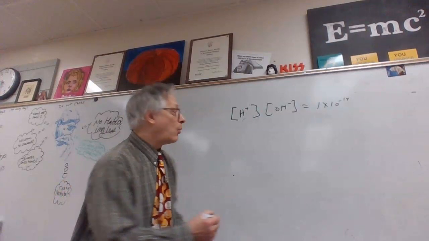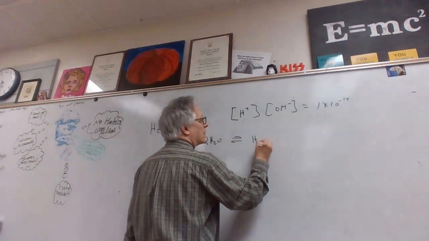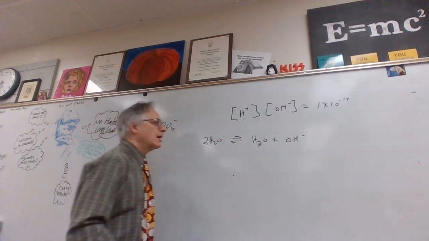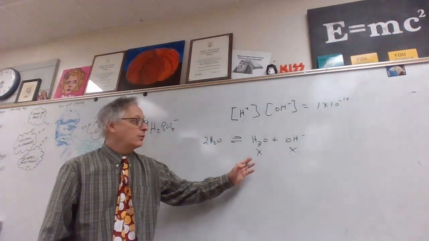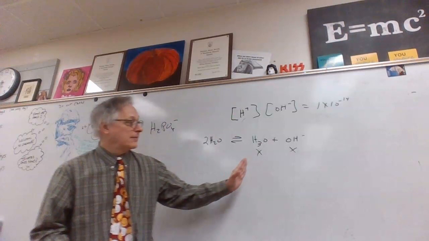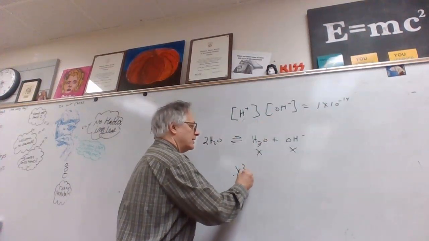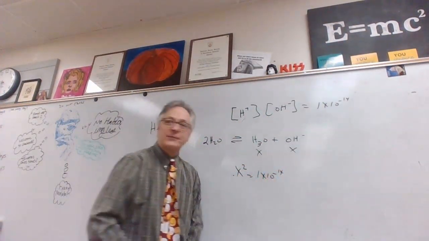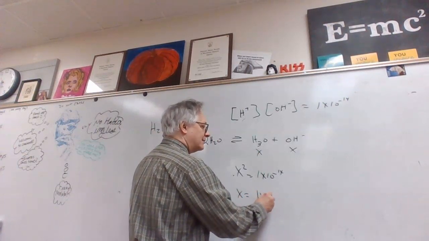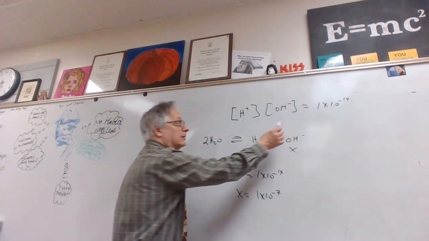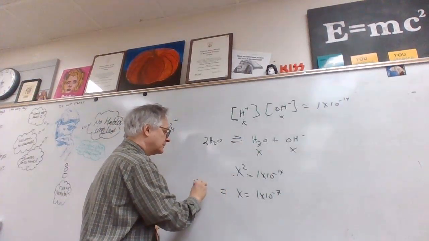But for water, we know that when it autoionizes, we have H3O plus and OH minus. And if I call that X and X, because they're 1 to 1, well then, just like we're used to doing, that would be X squared. So I can say X squared is 1 times 10 to the minus 14. So if I take the square root of both sides, X is going to be 1 times 10 to the minus 7. And that's going to be either one of those. So that could be the concentration of H plus.